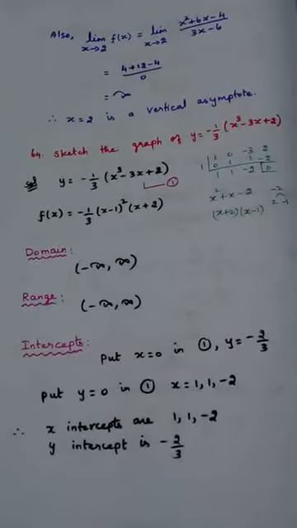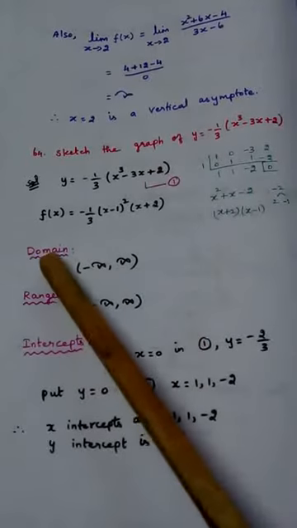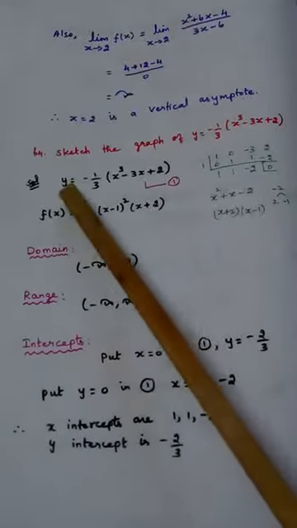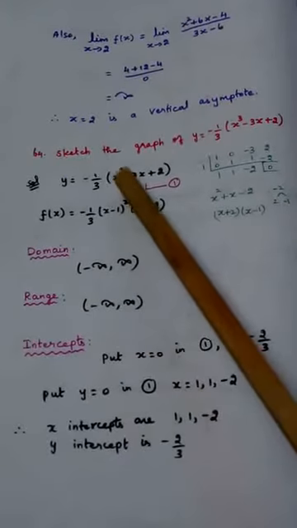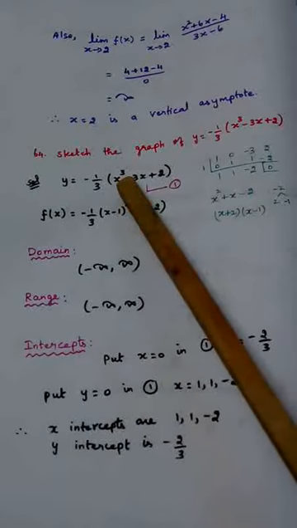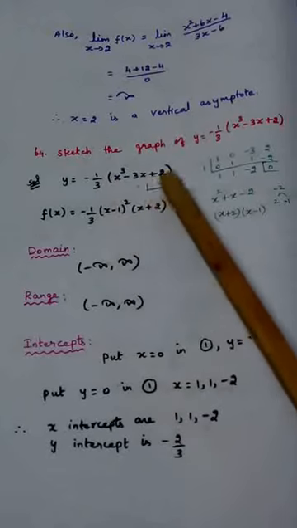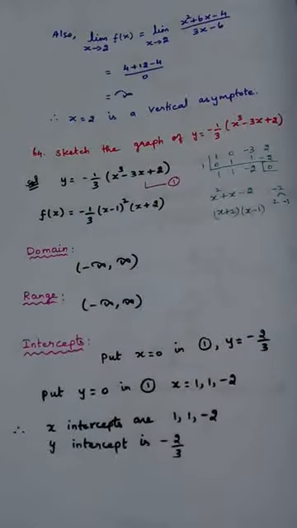Now, what are all the topics that we have to discuss under sketch the graph? First one is domain. Domain means, in this equation, what are all the values that we can substitute for x. Again I repeat, domain means what are all the values that we can use for x.